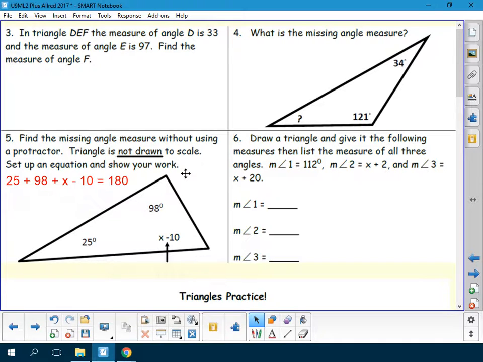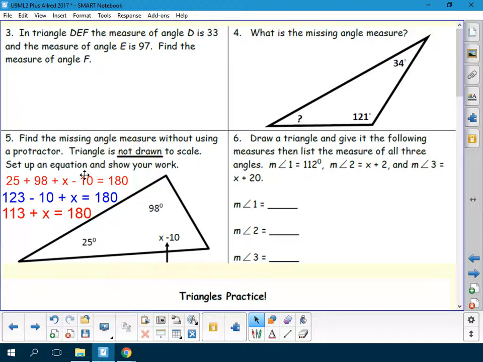I have a couple like terms that I can combine. Combine. That's not a real word, Mr. Allred. Combine is, though. So I'm going to combine some like terms. 25 plus 98 is 123. I just copied the rest: minus 10 plus x equals 180. I'm going to combine some more like terms. 123 minus 10 is 113 plus x equals 180.